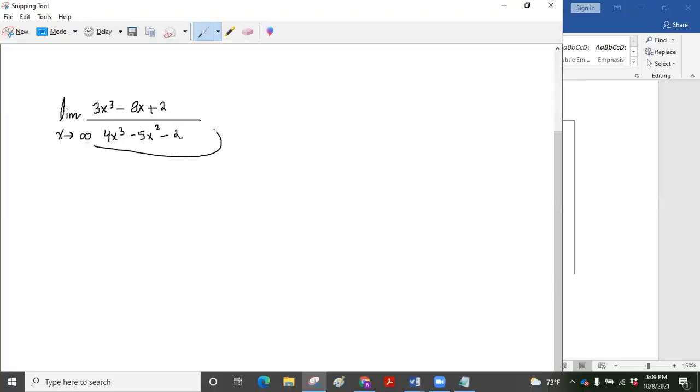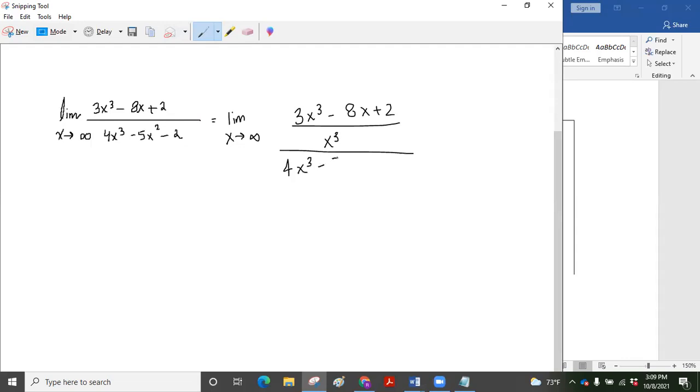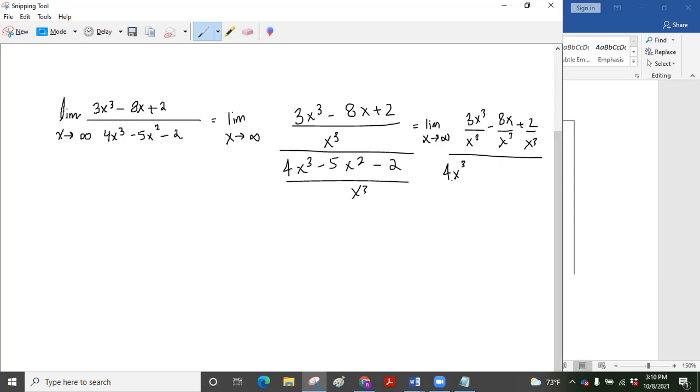Same idea, we'll grab the largest power in the bottom, and then we'll divide by that. So this is the limit as x approaches infinity of 3x cubed minus 8x plus 2 over x to the third divided by 4x to the third minus 5x squared minus 2, which is equal to the limit as x approaches infinity of 3x cubed over x cubed minus 8x over x cubed plus 2 over x cubed over 4x. So we want to divide the new denominator as well by x cubed.